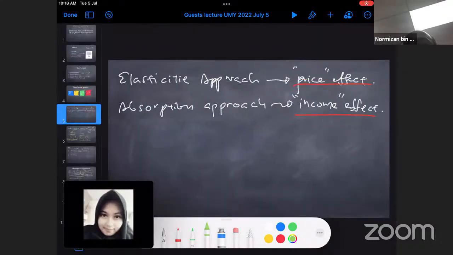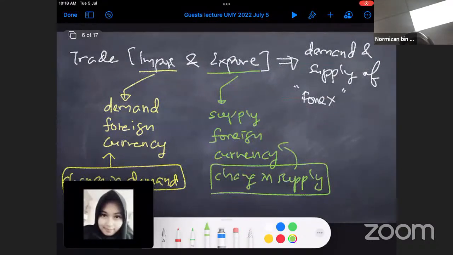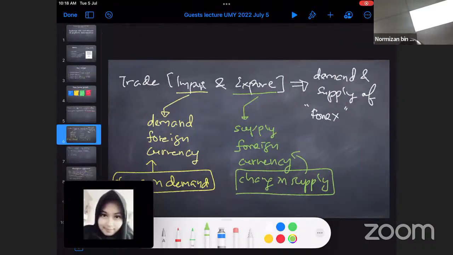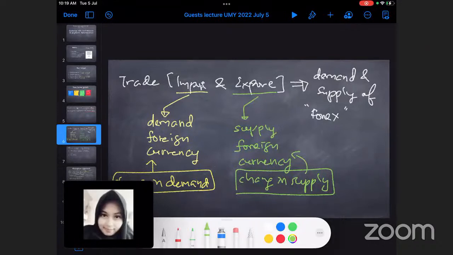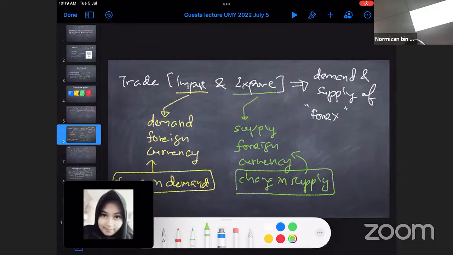Elasticity approach is about the price effect. There is the price of the import and the price of the export. So elasticity approach assumes that demand and supply of foreign currency are created by import and export, meaning that import and export, or the sum of import and export, we usually call it trade. So trade affects the supply and demand of forex. So import will create demand for foreign currency, and export will create the supply of foreign currency.